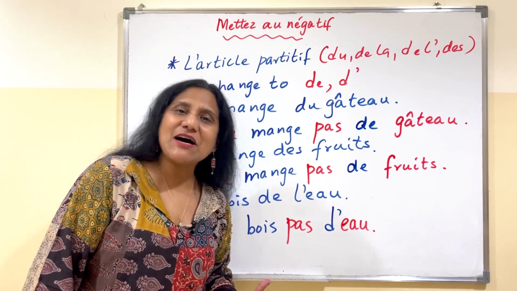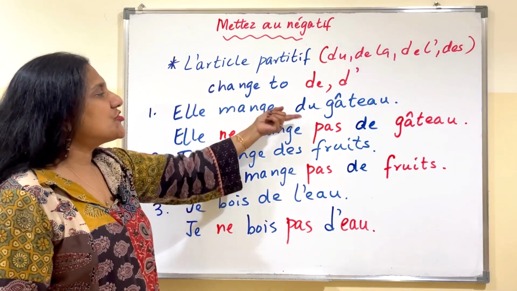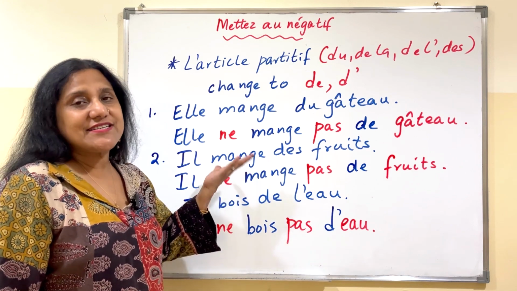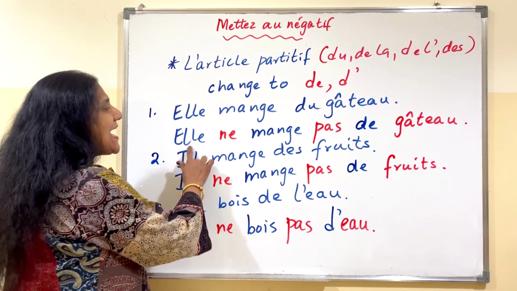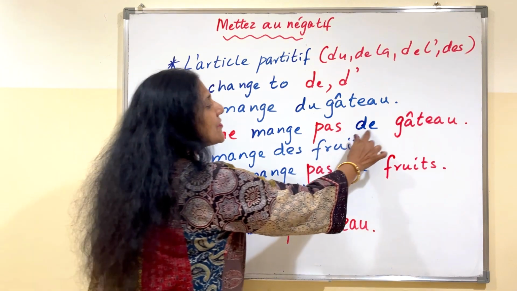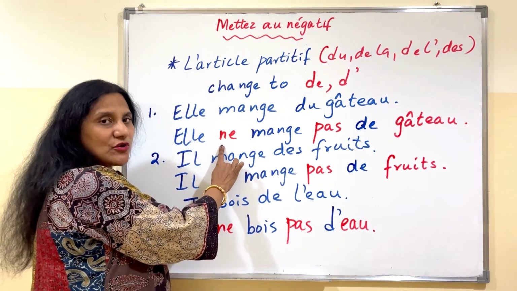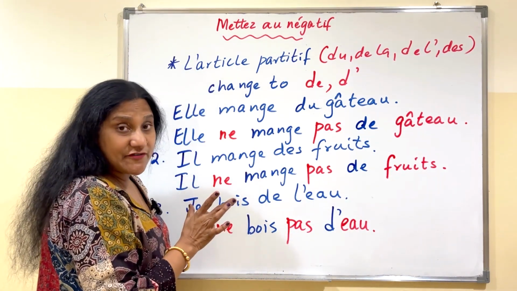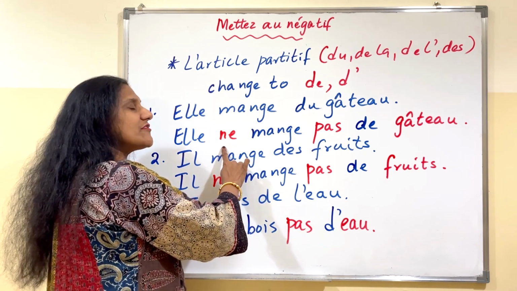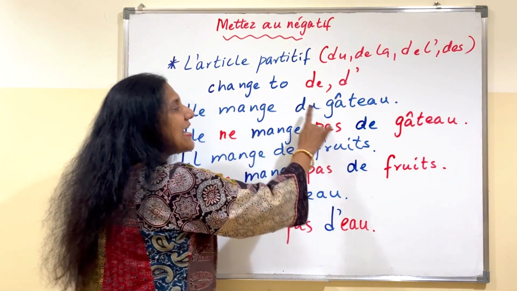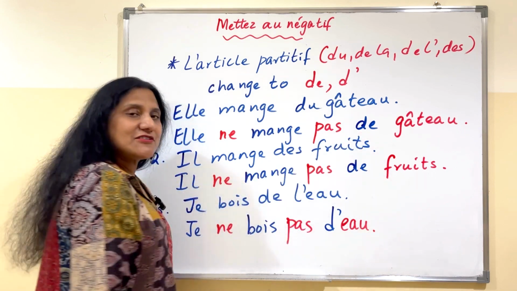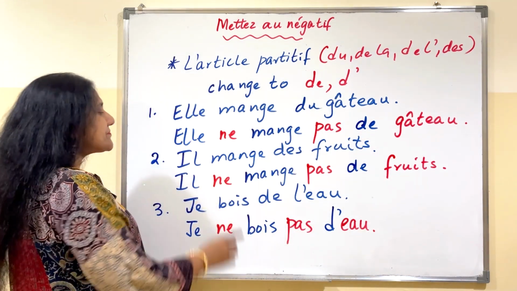Let's take a few examples. Elle mange du gâteau. What is she eating? She's eating some cake. Elle ne mange pas de gâteau. So put ne before the verb. First identify the verb correctly. Put ne before the verb, pas after the verb, and change the partitive article to de here.